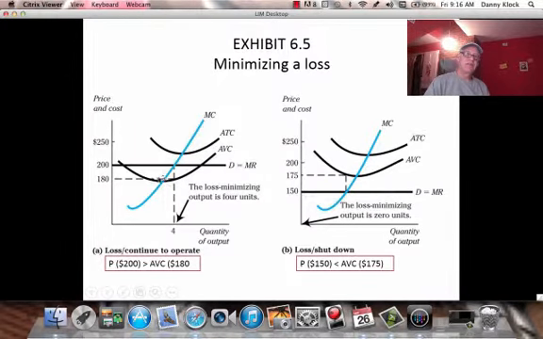The one on the left here, where we've got our price, which is really the demand equals marginal revenue, the price of 200 here. This firm is not making a profit, is actually losing money, because again, I can see where marginal revenue equals marginal costs. My average total cost is above that. So we're actually losing money here. But again, I'm covering my variable costs. So I should keep producing it.